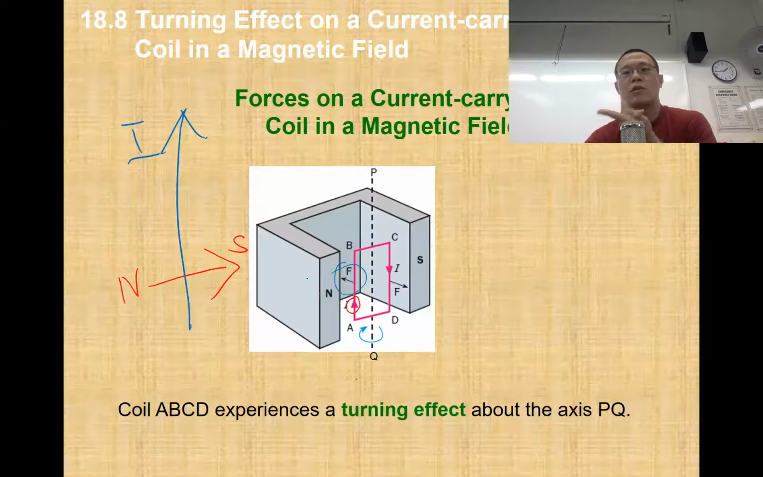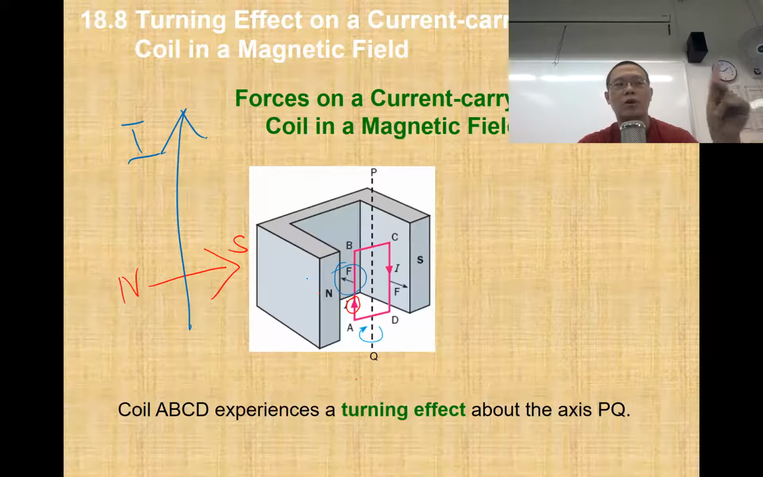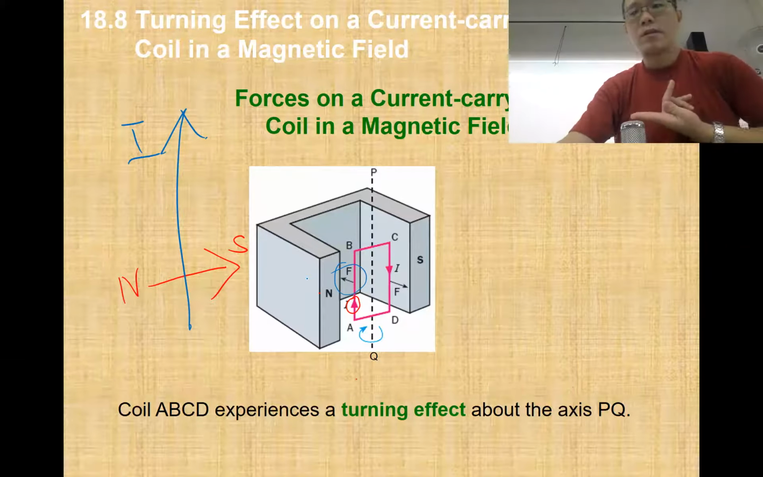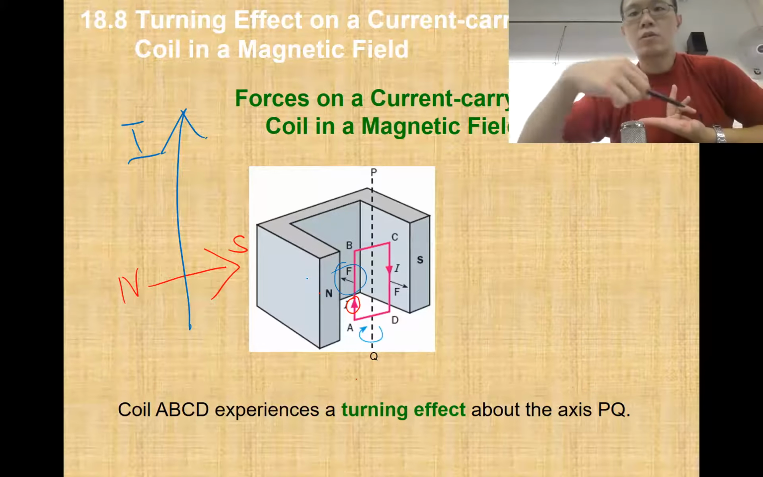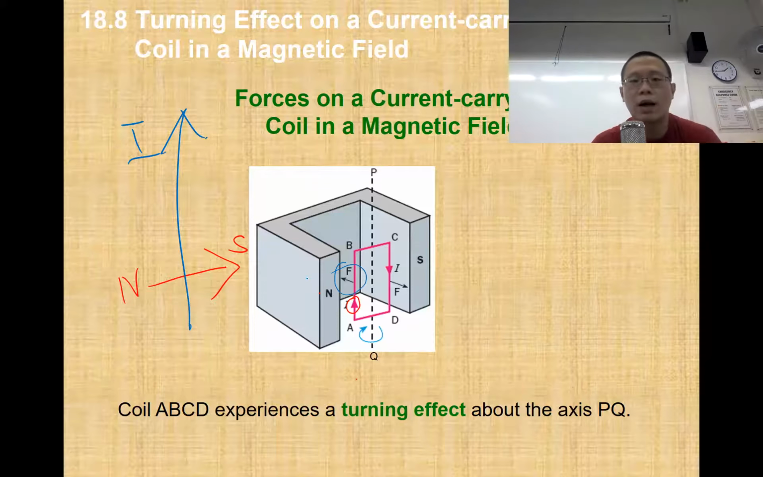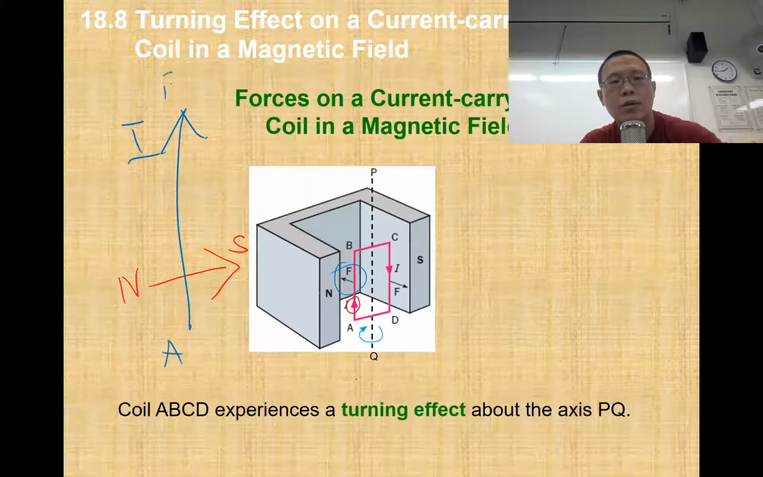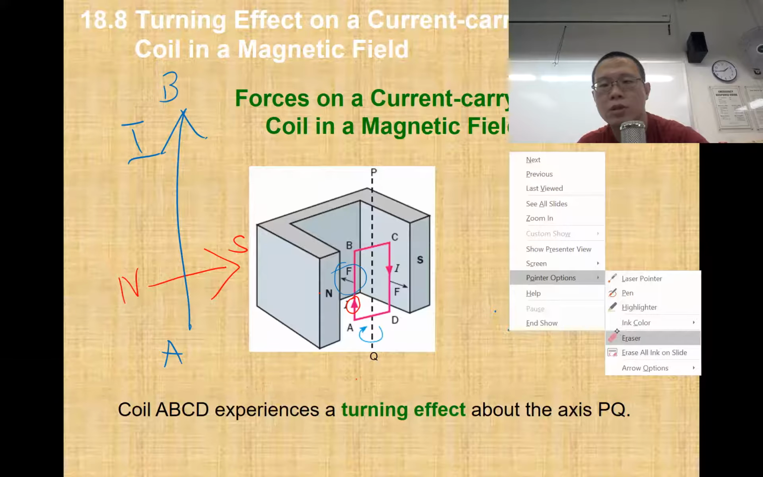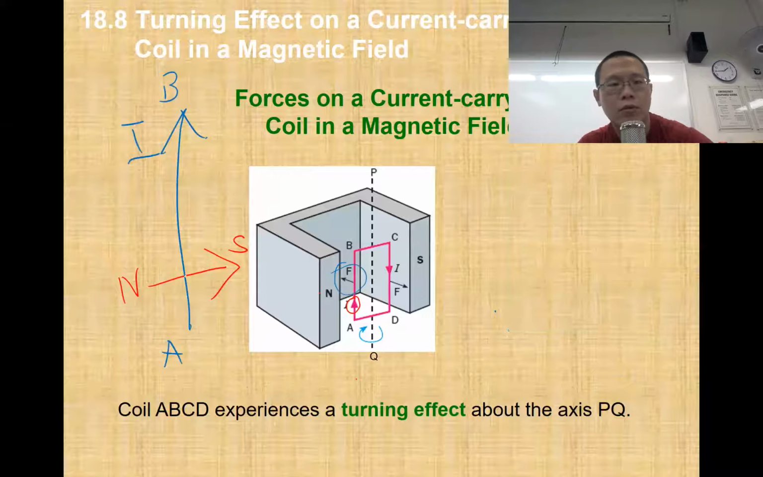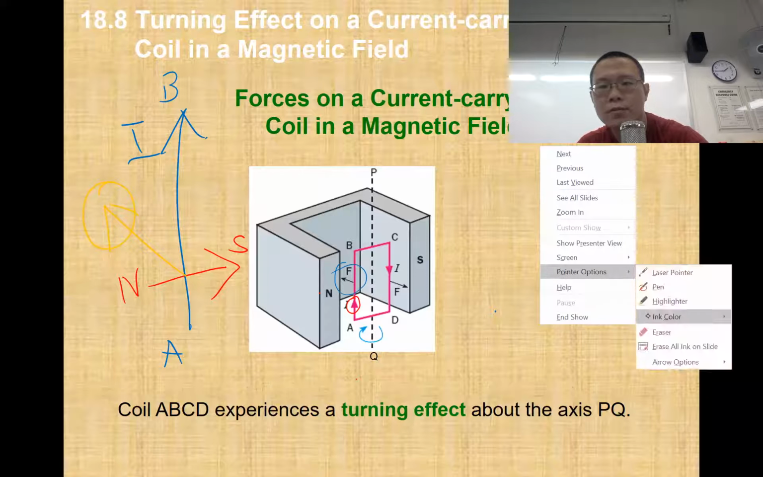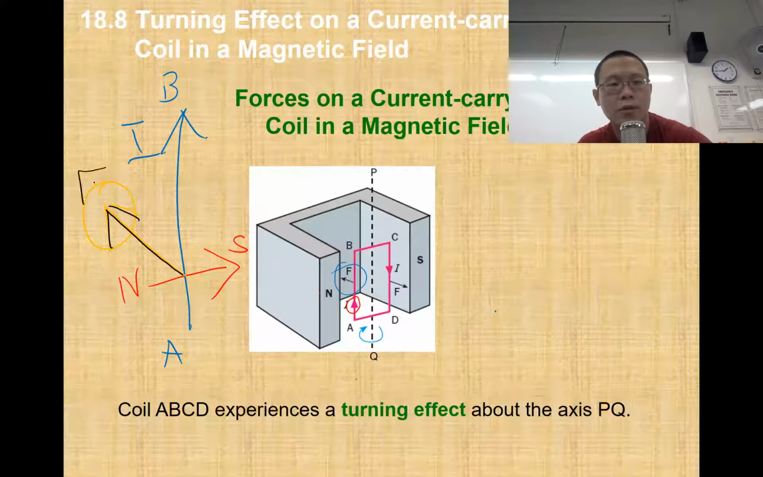You need to take note of the orientation of the fingers. Your field is north to south, current is upwards, and your force, like your thumb, will be pointing towards the screen. So for the left side, in the rod AB, the current is flowing upwards. You'll find that the force induced will be pushing inwards. Let me change the color first, I cannot see. The force will be this side. This will be the force induced.